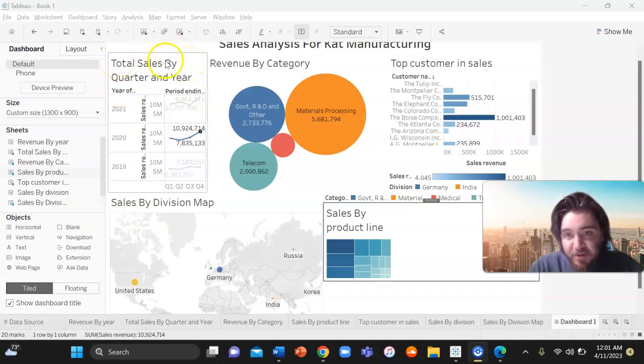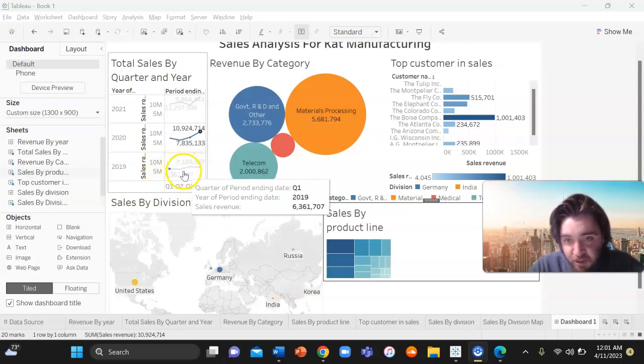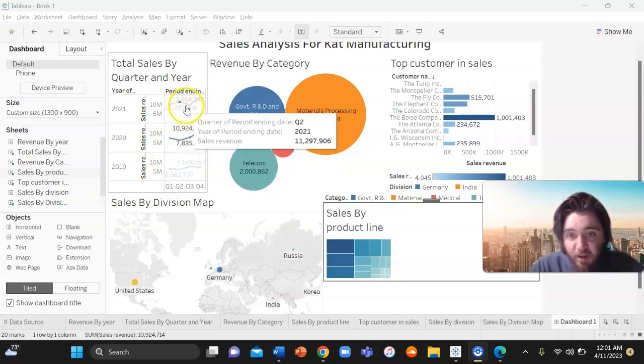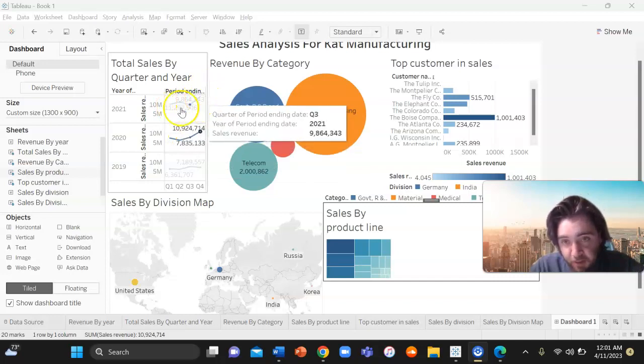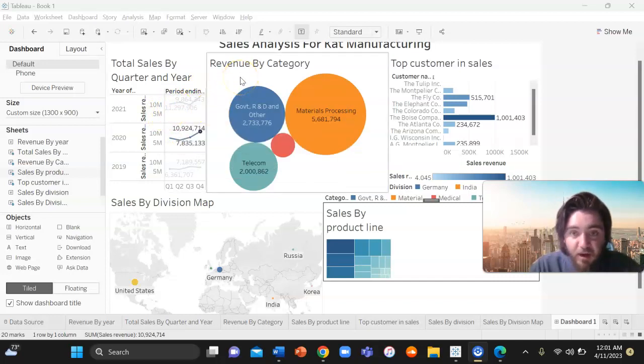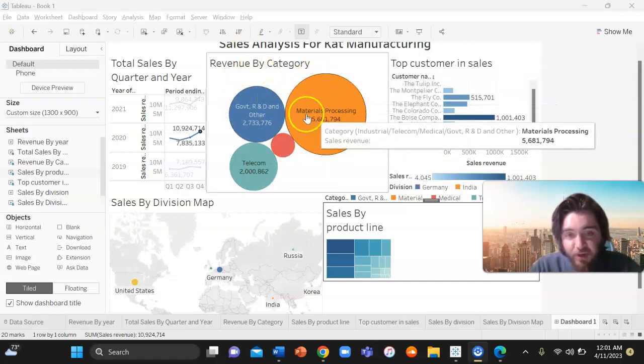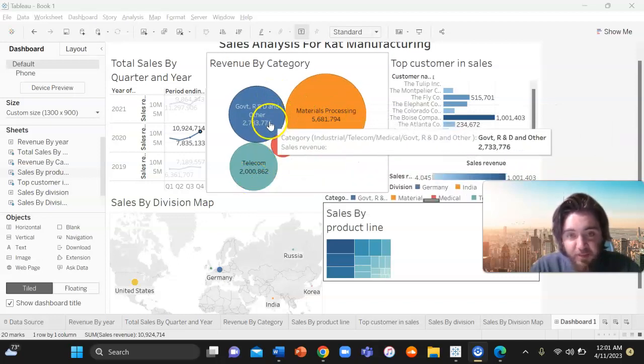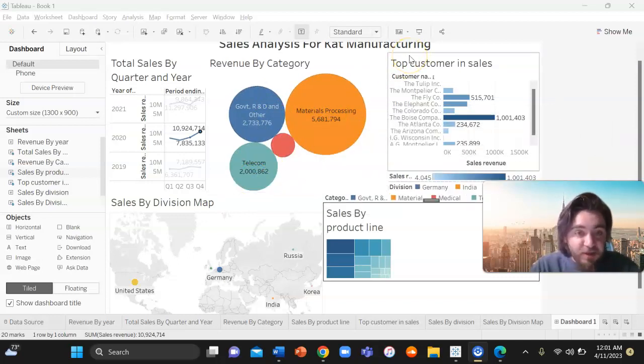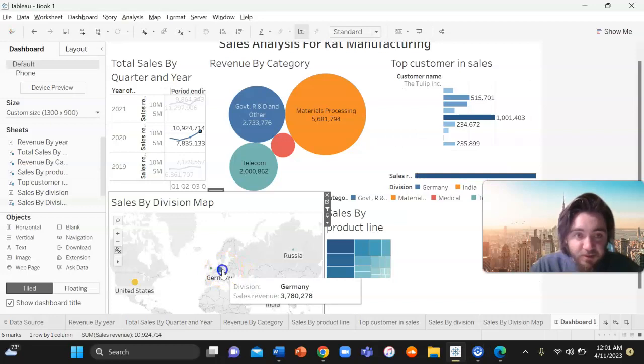Beginning here, we have the total sales in quarters and years. You can depict each year and quarter and the sales revenue accordingly just by hovering over each category, and that can show you relative information compared to other years, which can be used for better allocating resources. Moving on, we have our revenue by category, which shows the categories that have the biggest revenue in relation to size, as you can see here by the balls. Moving on, we have top customers and sales. By far, we have the Boise Company as the top customer in sales.